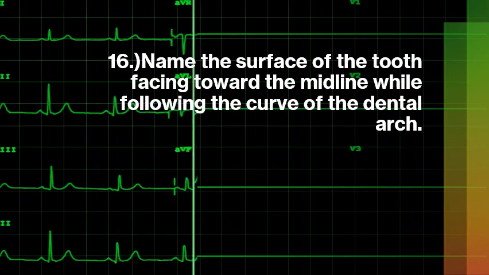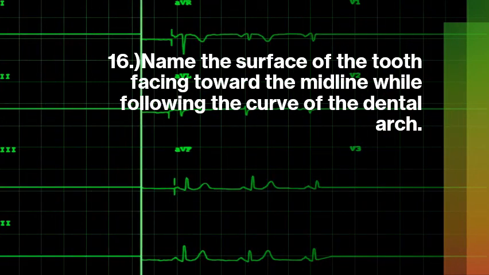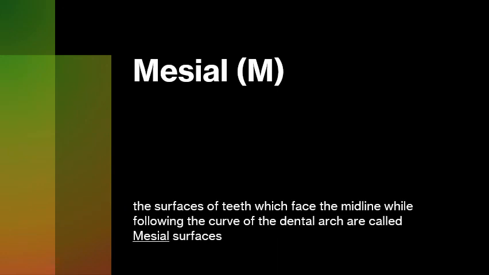Now name the surface of the tooth that faces towards the midline while following the curve of the dental arch. This surface, which is present on every tooth, is known as the mesial surface, and it is a proximal surface which is towards the midline.